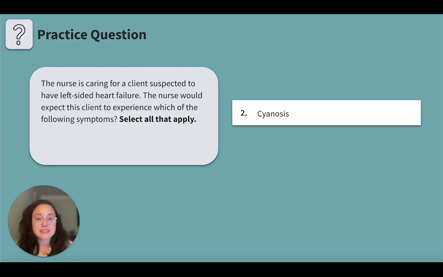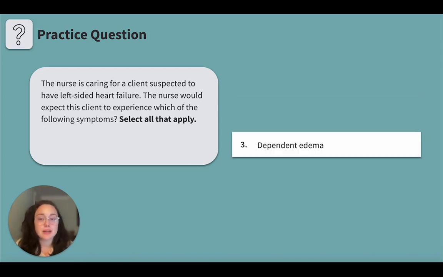Next up, cyanosis. Cyanosis is the bluish discoloration to the skin, nail beds, or mucous membranes. This is usually an indicator of poor oxygenation. I try to think of the color cyan, like the word cyanosis, which is a bluish color, to remember this symptom. On to dependent edema.